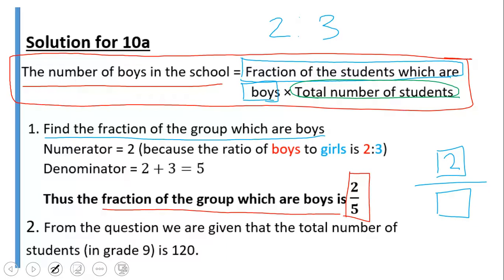Now, we already have one component. We already have the fraction of the students which are boys. Now we need the total number of students. Note that from the question, we are given that the total number of students in grade 9 is 120. So this was given. We don't have to calculate that. So we have the components that we need to find the number of students in the school which are boys. We have the fraction of students which are boys, which is 2 over 5, and we have the total number of students, which is 120. So we are going to multiply 2 over 5 and 120 over 1.